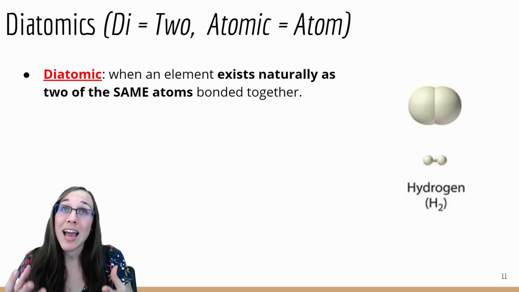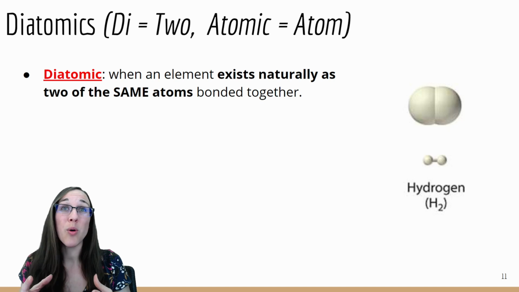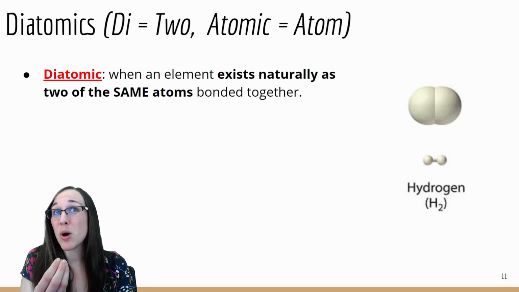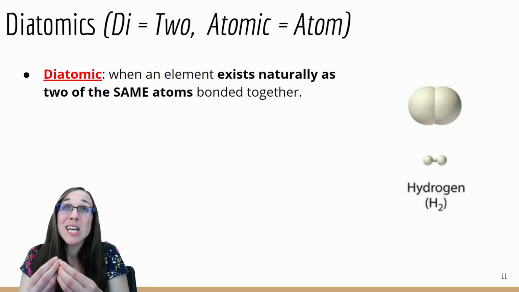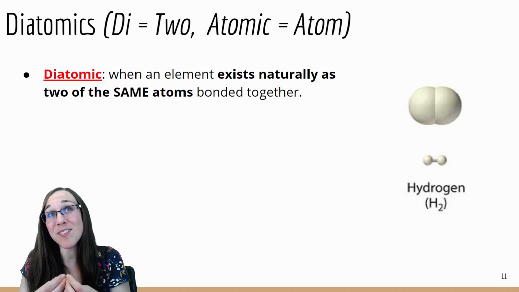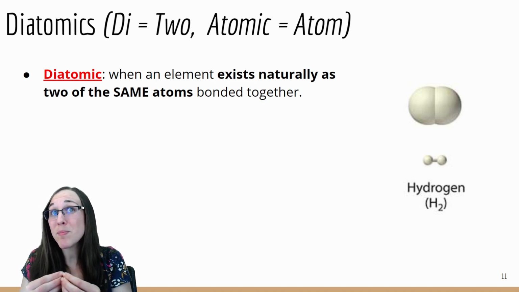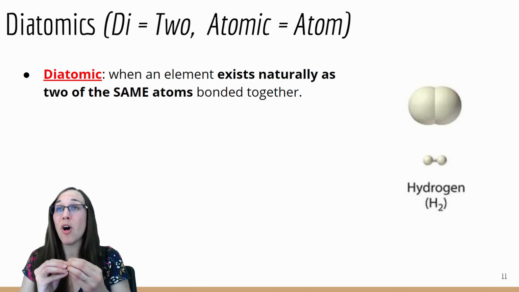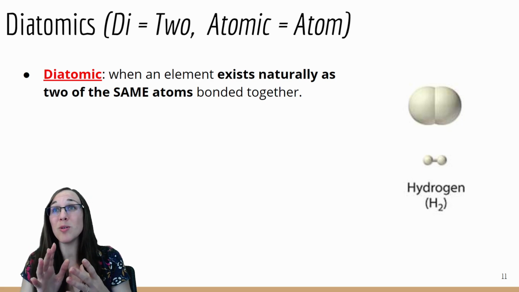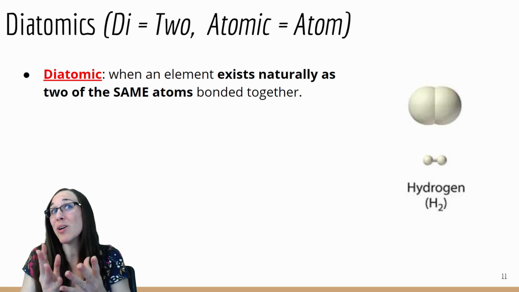These exist naturally and they can never be alone. If they do happen to be alone, they end up hooking up with themselves. So diatomics, there are 7 of them, that will literally never be an atom just by itself. You'll always see at least a little 2 denoted next to them because they can't be alone.